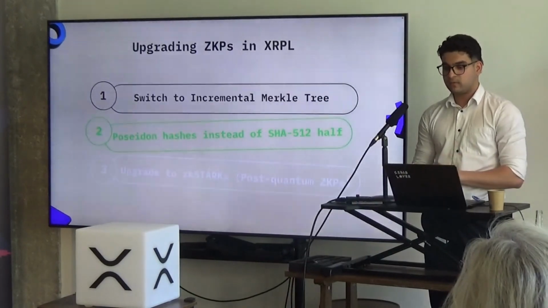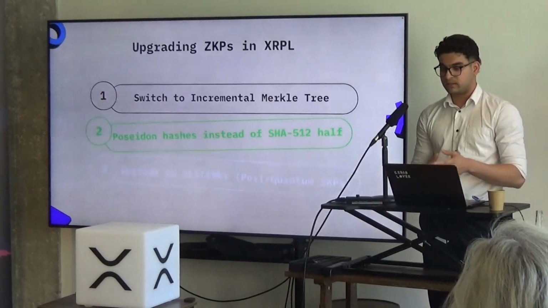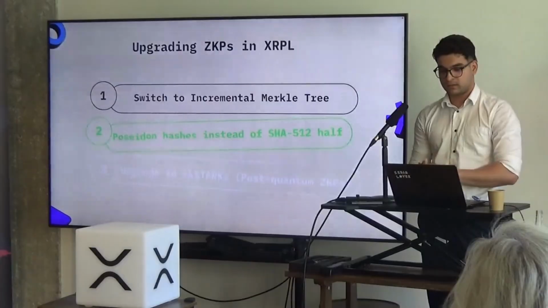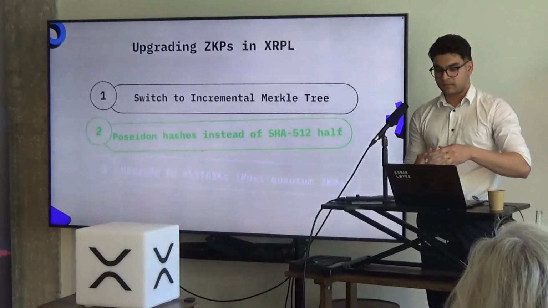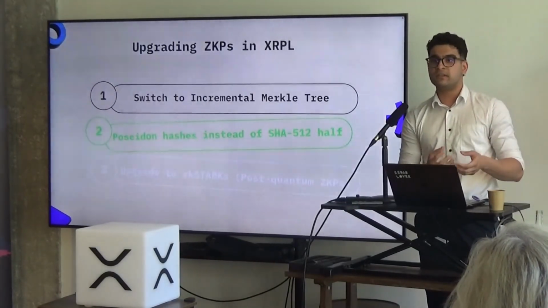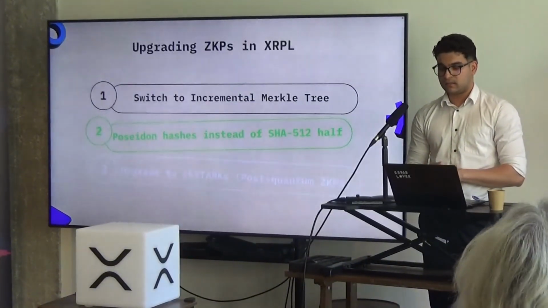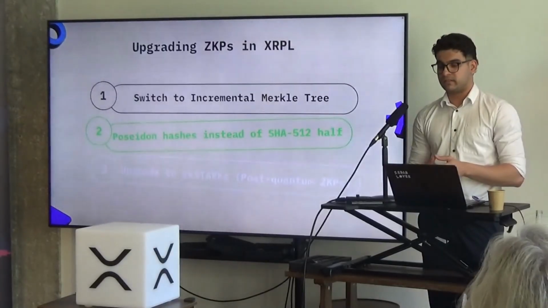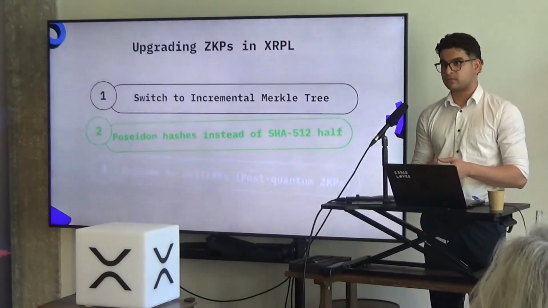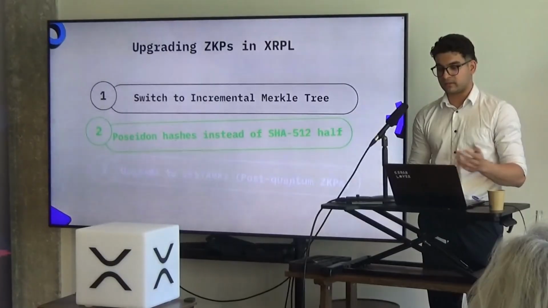Now let's talk about how we actually upgraded zero-knowledge proofs. So firstly, what we were using is a Merkle tree to store the zk transactions. For those of you who don't know what a Merkle tree is, it is a data structure to store the commitments, which I talked about in the previous slides.